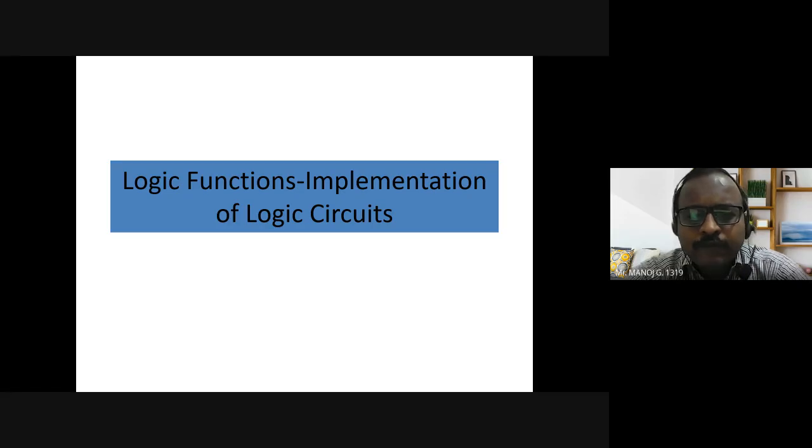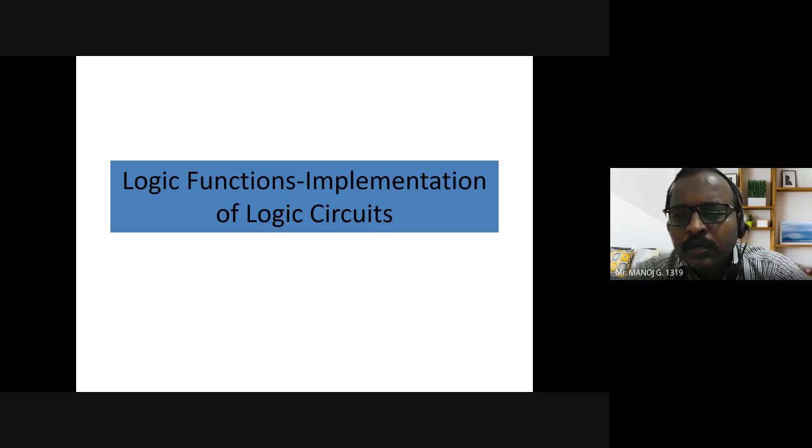Any logical function has to be implemented into a logical circuit, right? That is what a logical function is all about. So in order to have a logical function, you need a logical expression, right? For example, AND gate. What is the logical expression for AND gate?